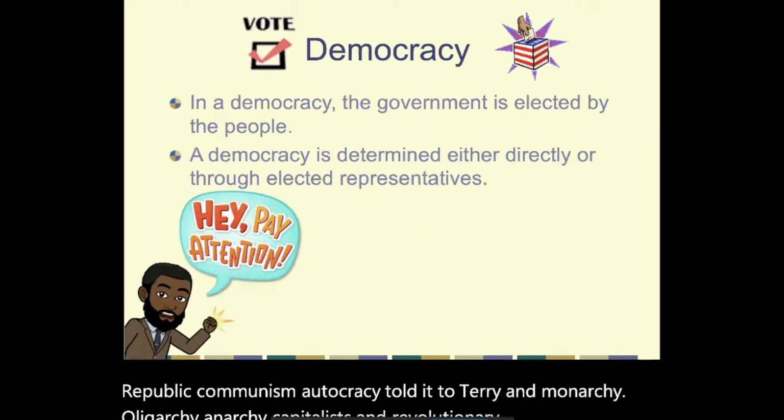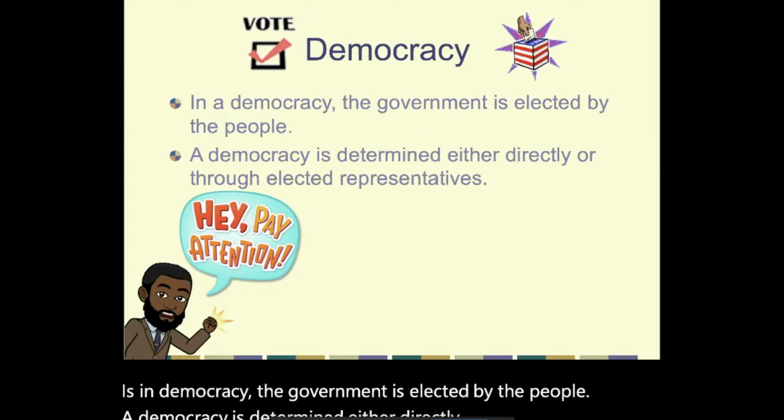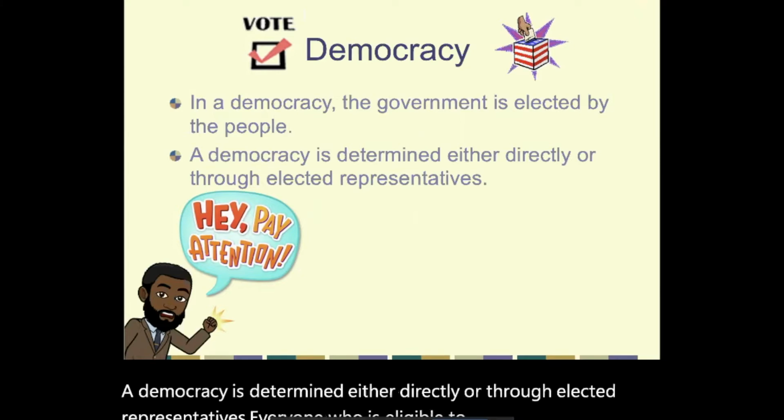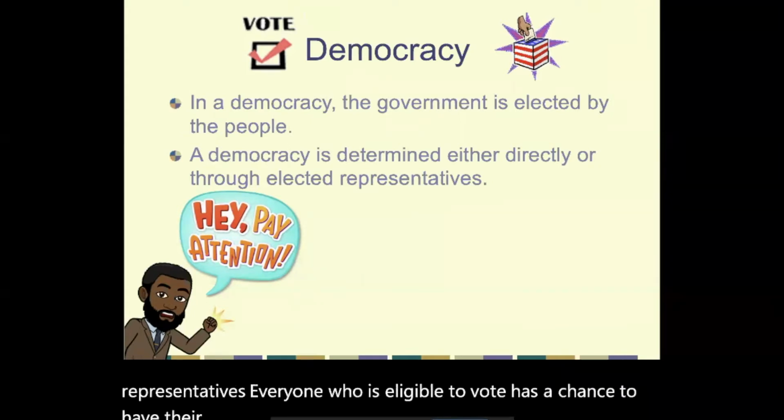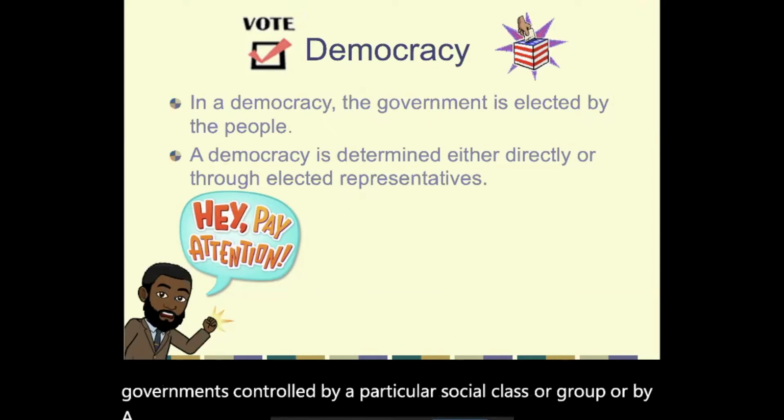In a democracy, the government is elected by the people. A democracy is determined either directly or through elected representatives. Everyone who is eligible to vote has a chance to have their say over who runs the country. It is distinct from governments controlled by a particular social class or group, or by a single person, known as dictatorship or monarchy.